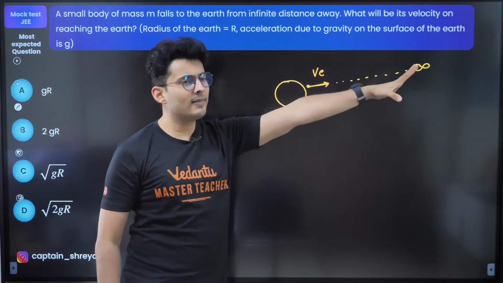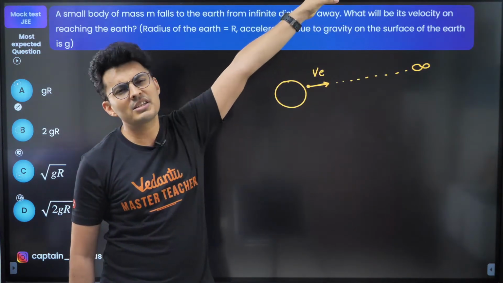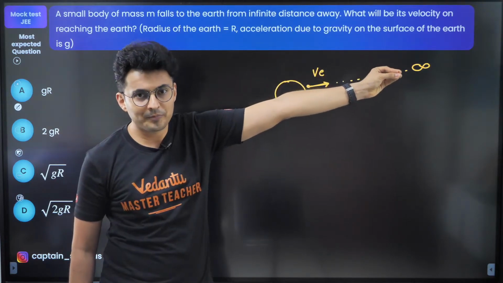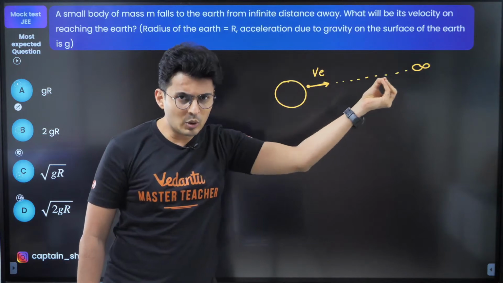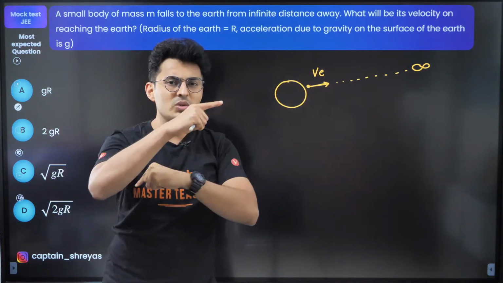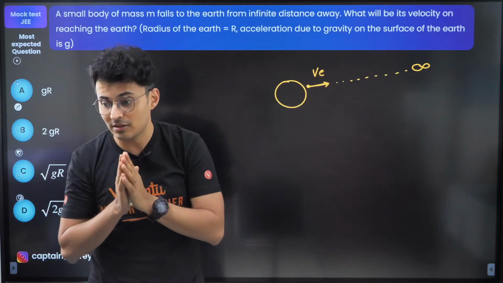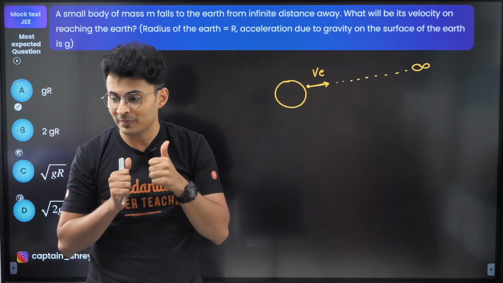So when I throw a body with escape velocity, it will slowly go far away, far away, reach infinite distance and stop. If I take a body from infinity and leave it, it will come close, close, accelerate and hit the earth. Aren't these two scenarios exact reverse of each other?